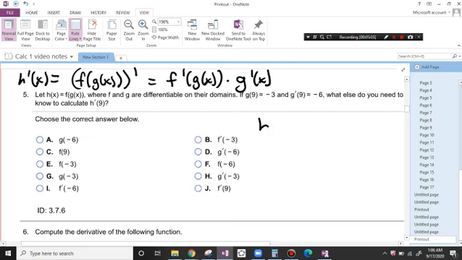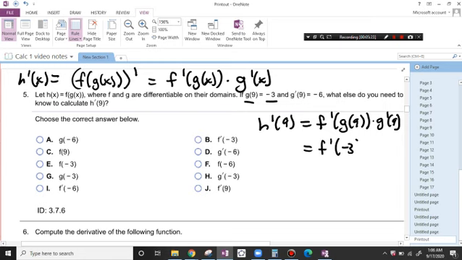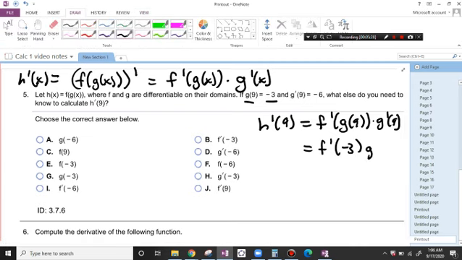If we are interested, by the way, this is h prime of x. If we want to know h prime of 9, that is f prime of g of 9 times the derivative of g at 9. The only issue is, do we have everything? Well, we know that g of 9 is -3, so this is f prime of -3 times g prime of 9, and we know that g prime of 9 is -6, so times -6. The question is, what in the world is f prime of -3? That is not given to us, and that is what we need to know.